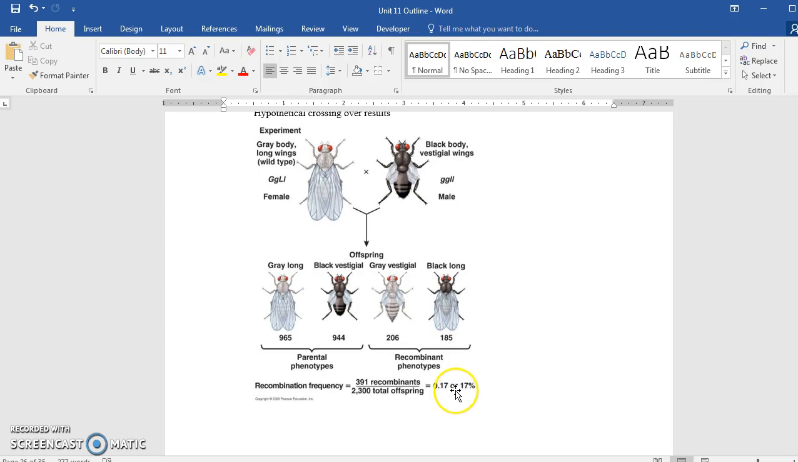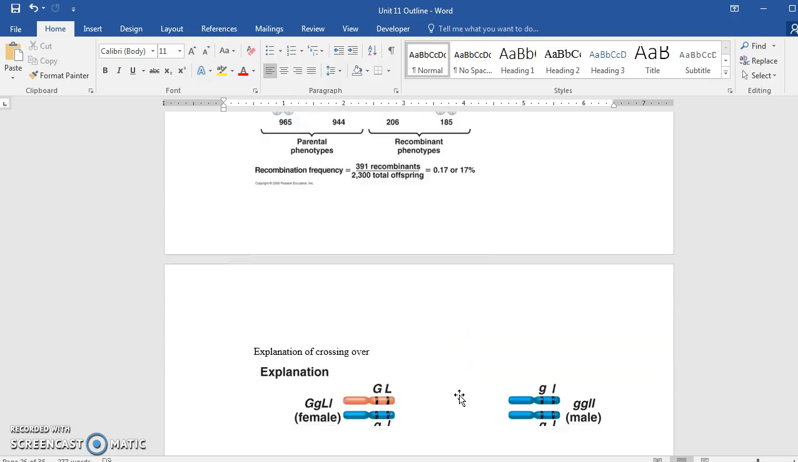They can tell a relative distance between the two genes. If they're close together, this number is going to be smaller. This percentage will be smaller because there's less chance that a crossover event will occur between two genes that are close together. If this is a high number, it signifies that the two genes are far apart.